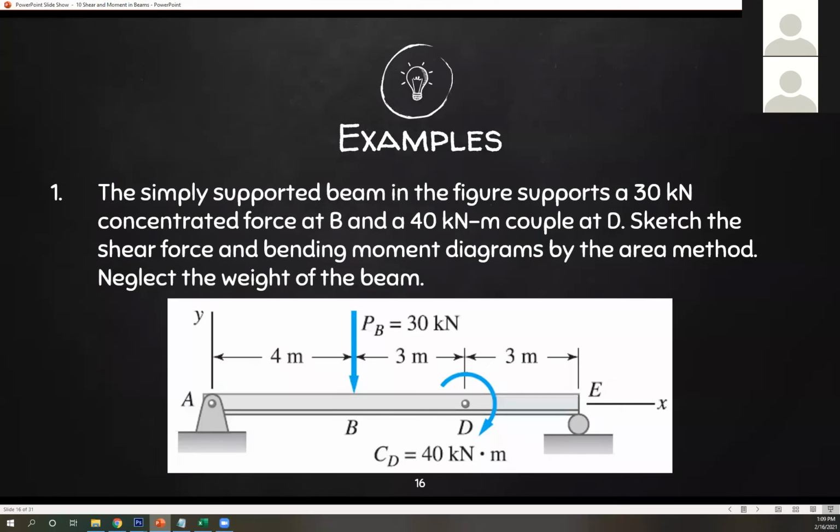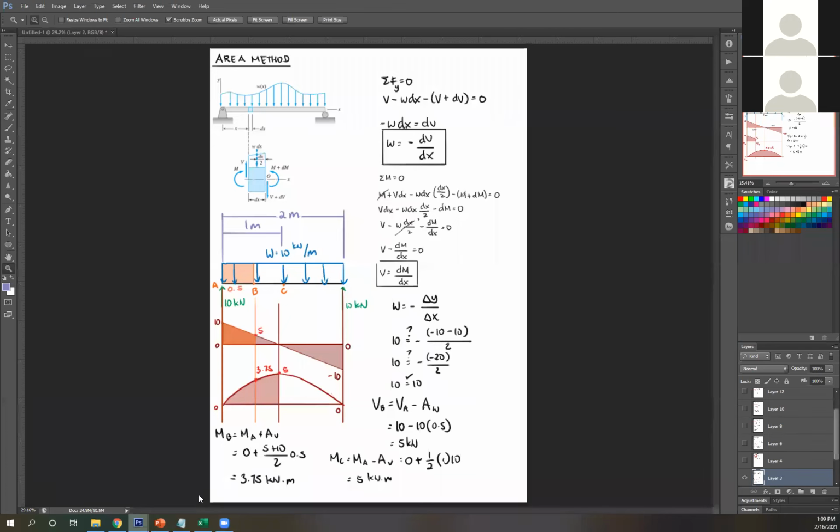Now let's have an actual example. The simply supported beam in the figure supports a 30 kilonewton concentrated force at B and 40 kilonewton couple at D. Sketch the shear force and bending moment diagrams by the area method, then neglect the beam weight. So our goal is to get your shear moment diagram. No problem with that.